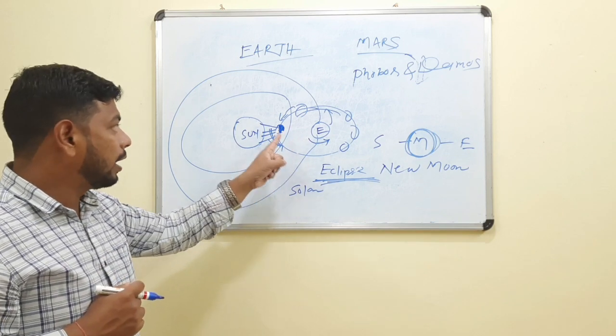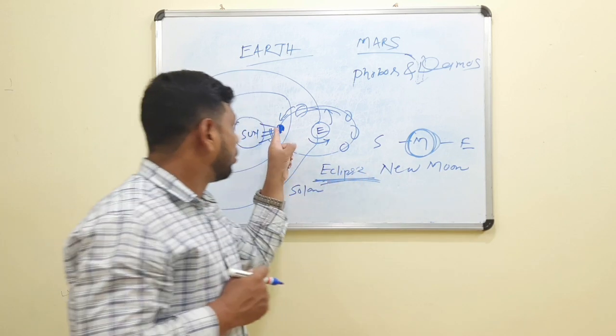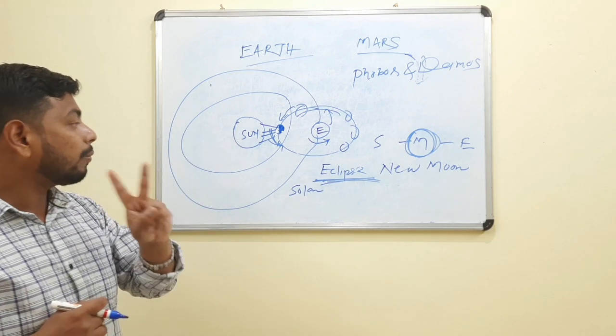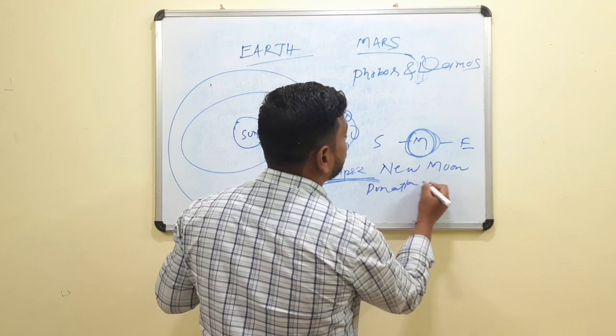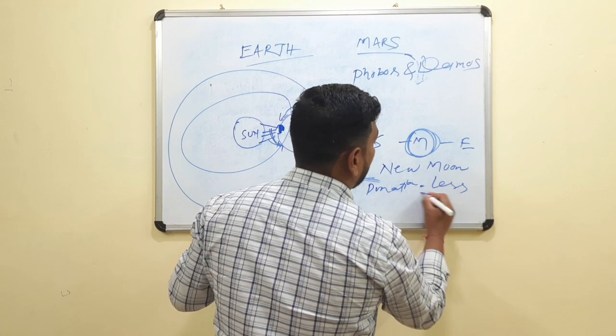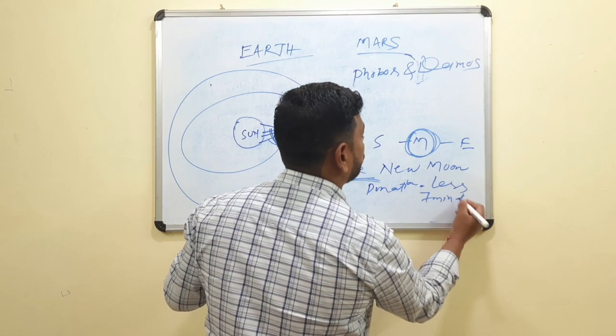to us. Okay, and this is called as new moon. Fine, first one. Second, the duration is very low, around 7 minutes or something.